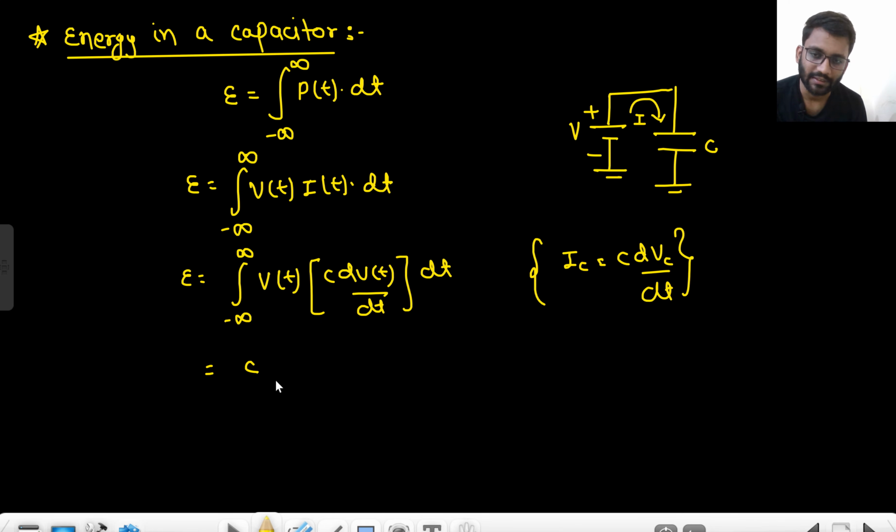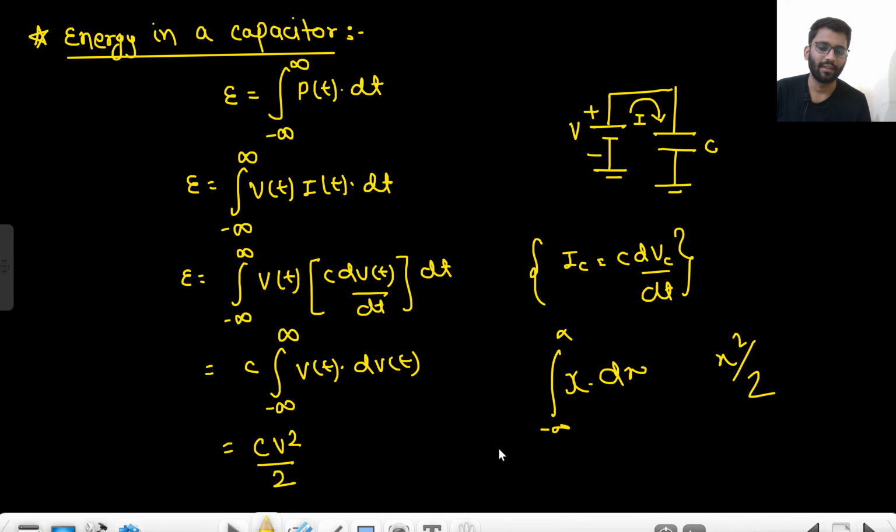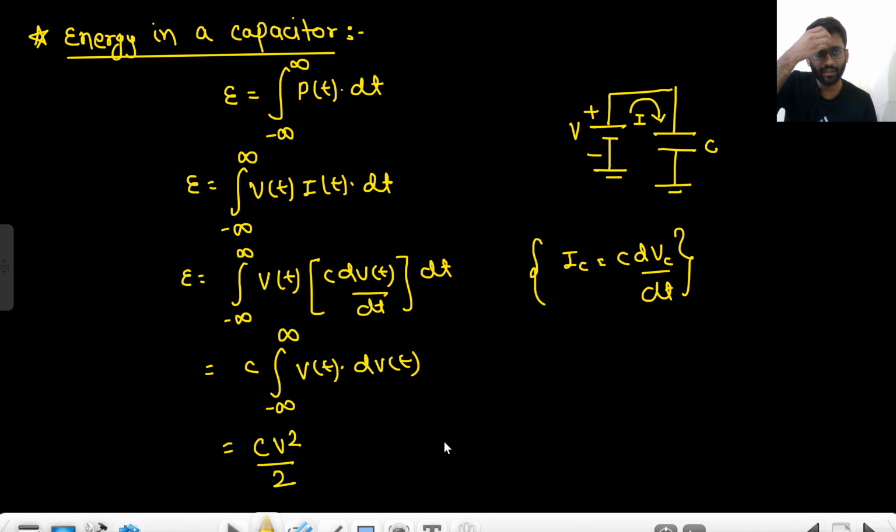So from here C will be common, and dt and dt will get cancelled. We get C times the integral from minus infinity to infinity of v(t) dv(t). The time limit is minus infinity to infinity, so the complete voltage across it is V only. What is the integration of x into dx? That is x square by 2. In the same way, the integration of v(t) dv will be equal to v square(t) by 2.